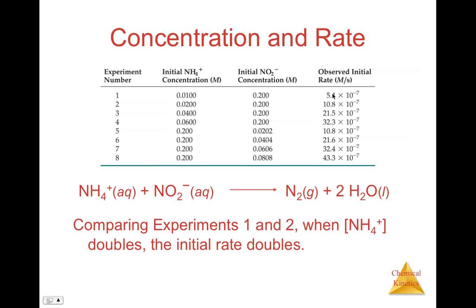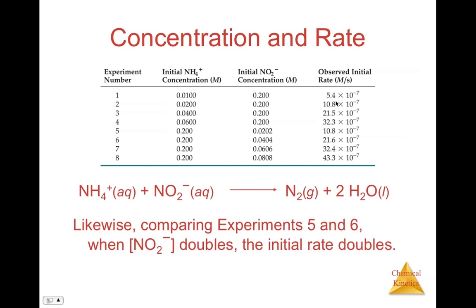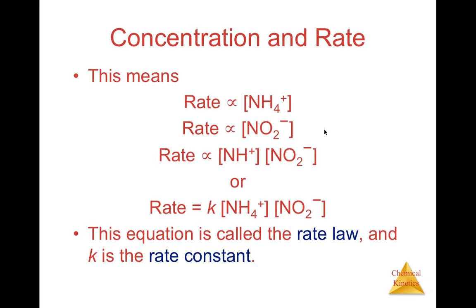5.4 to 10.8. It also doubles. Likewise, comparing experiments 5 and 6 right here, you can see NH4 remains constant. NO2 doubles. What happens to the rate? It also doubles. We can use this concentration and rate data to help us determine something called the rate law. The rate law is an expression, a mathematical equation that looks like this, where rate is equal to some constant k called the rate constant times the concentration of each reactant to a certain exponent.